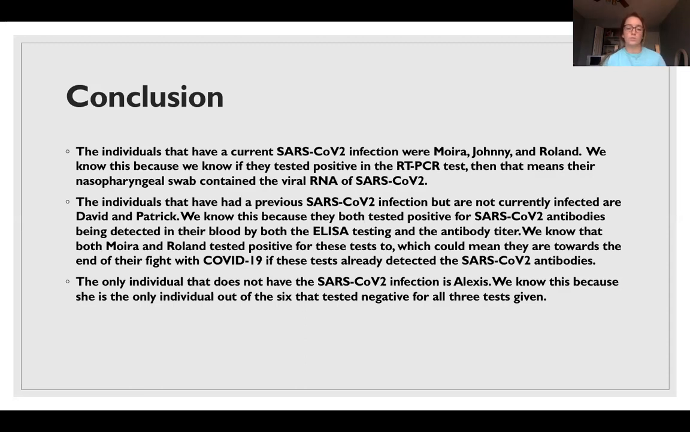We know that the individuals who had previously had SARS-CoV-2 infection but are not currently infected were David and Patrick. We know this because they both tested positive for the antibodies, detected in their blood by both the ELISA testing and the antibody titer. We know that both Maura and Roland tested positive for these tests too, which can mean that they're toward the end of their fight with COVID, since they also tested positive for RT-PCR.